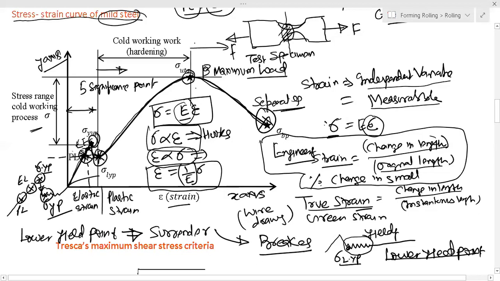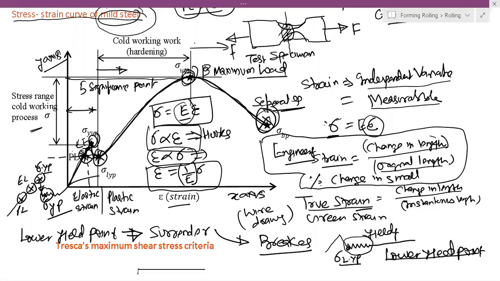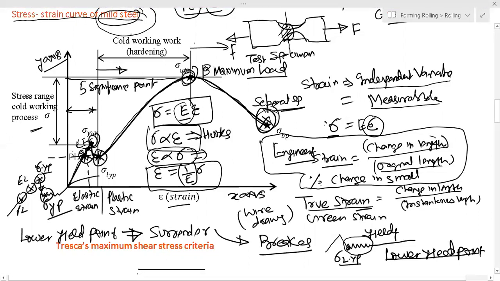So we have five points of significance for your understanding: proportional limit, elastic limit, upper yield point, lower yield point, and ultimate strength, and that is your breaking point. The stress corresponding to the maximum load the material can take is what we call ultimate strength. This is only for mild steel, because almost 90% of the material we use is mild steel. So this is the stress strain curve.